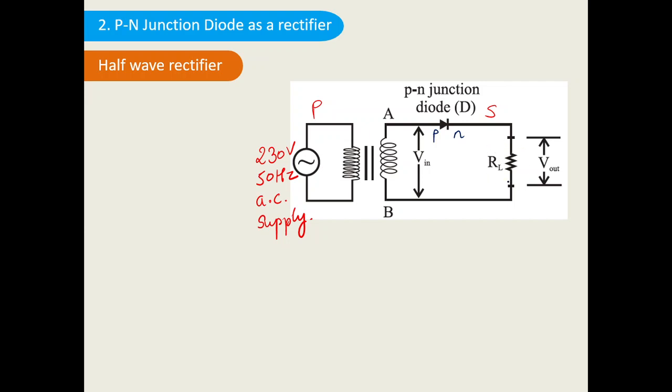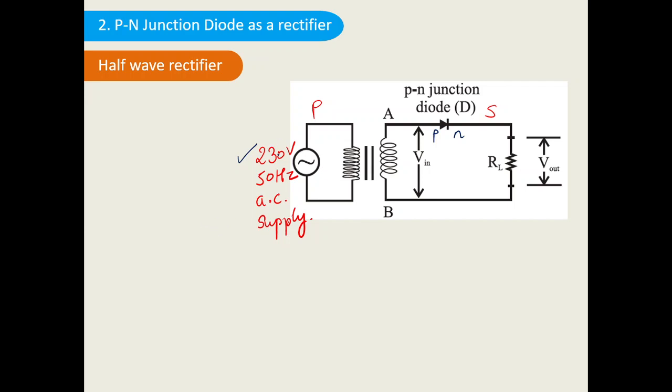Load resistance means the resistance of any electronic device which is connected for the rectification purpose. For example, we have the AC mains power supply, and there are some components which work on DC supply. For example, TV, mobile phone charger, these all work with DC supply. So this is the resistance of the mobile phone, or I can say this is the resistance of the TV. This is called the load resistance. That means the resistance of the output side.